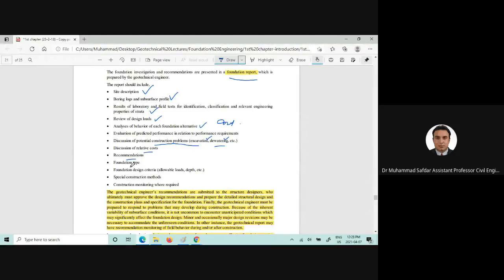Recommendations will be provided. Foundation type is provided. Foundation design criteria, for example, the allowable loads, the depth requirement, the spacing requirement should be provided. Any special construction methods that should be used for the construction of the foundation, and construction monitoring if required, should be done here.